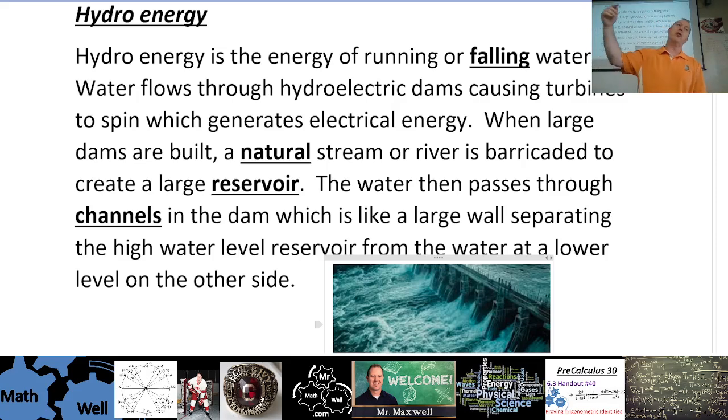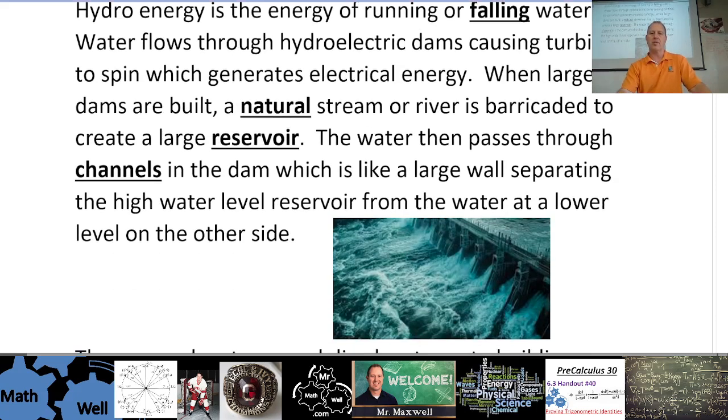And as the water is pulled by gravity down to the lower part on the other side, it can run downhill or it can pass through these blades. And so it's like the energy of falling water. So gravity is pulling on the water, it falls down and hits the blades and spins the turbines, okay? Water passes through channels in the dam, which is like a large wall separating the high water level reservoir from the water at a lower level on the other side.